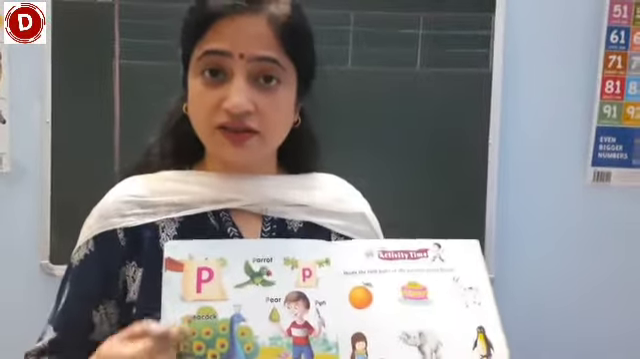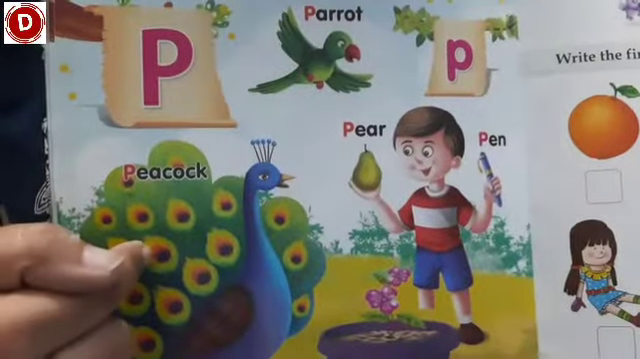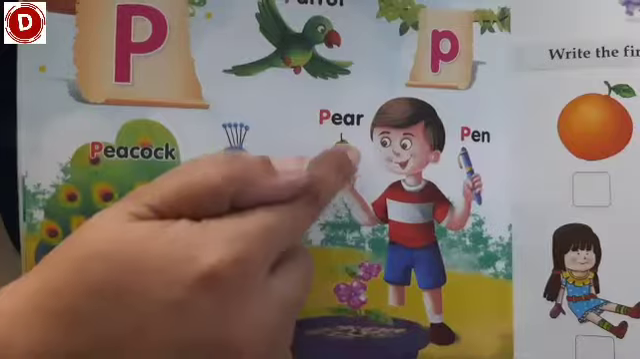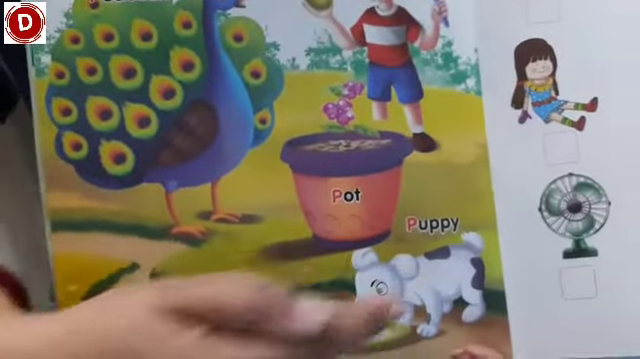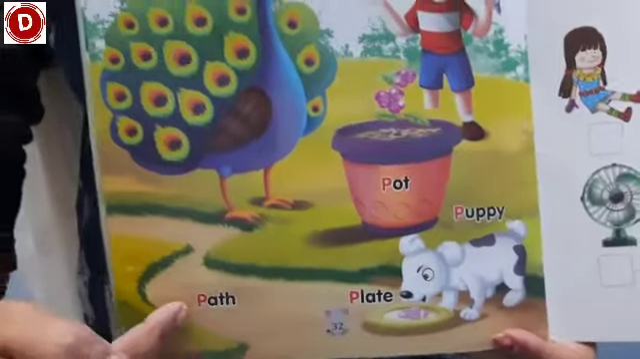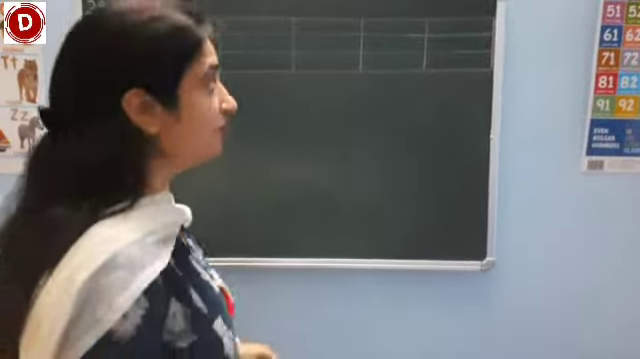Okay, so children, see, there are so many things which start with letter P. Let's say them again. P for parrot, P for peacock, our national bird, P for pear, P for pen, P for pot, P for puppy, P for plate, and P for path. And the sound of P is P, which you have learned today. Okay, children. So now let's start our writing.